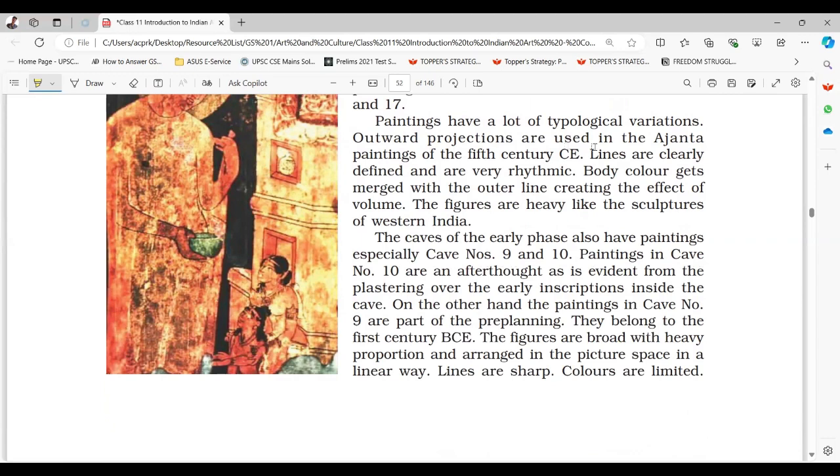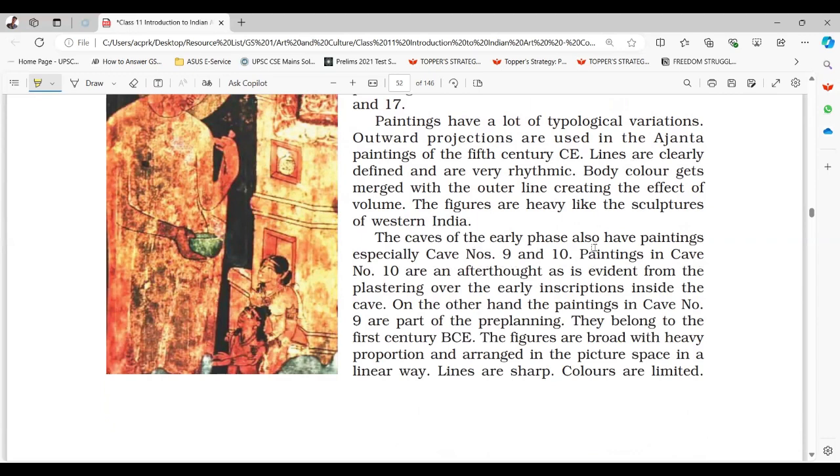Outward projections are used in the Ajanta paintings of the 5th century CE. Lines are clearly defined and are very rhythmic. Body color gets merged with the outer line, creating the effect of volume. The figures are heavy, like the sculptures of Western India.